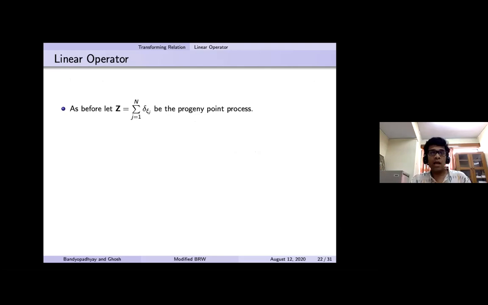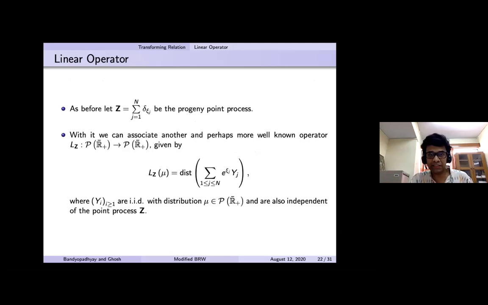And now comes a completely different operator. This is called a linear operator in the literature. Once again, the same point process. This operator acts on probability measures on the compactified non-negative real numbers and gives a probability measure on the compactified non-negative real numbers.